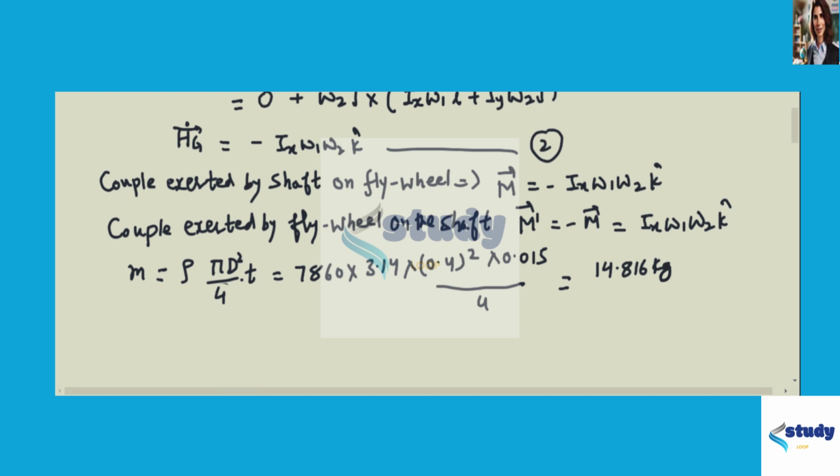Since it is a circular disc, its moment of inertia will be mr square by 2. Mass is 14.816, radius 200 millimeters, so it can be written as 0.2 meter. You will get 0.29632 kg meter square.